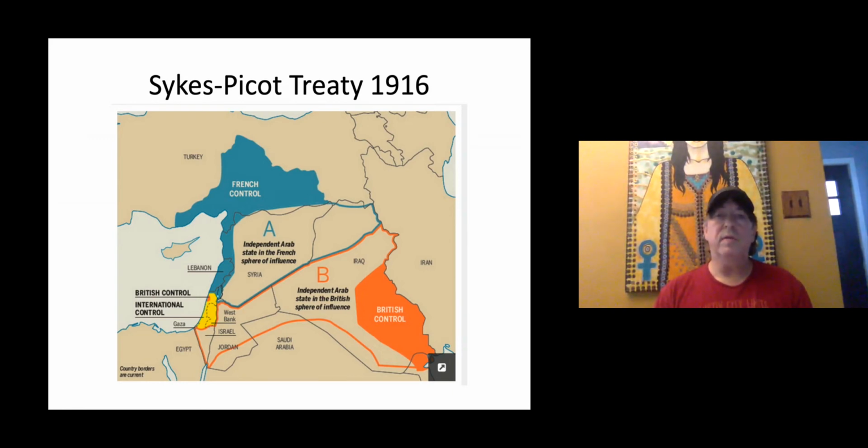And in return for this, the Saudis were promised that the Arabs would gain their independence after the war. Once the Ottomans had been kicked out, the Arabs would be able to run their own states and their own affairs.